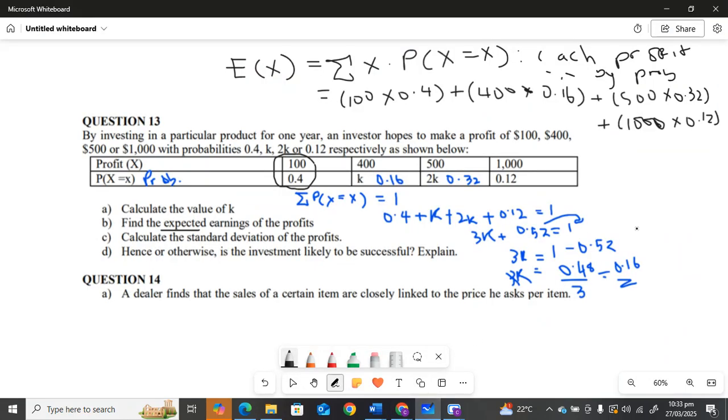Okay, thank you, sir. $384. So if you invest in this product, the average profit you expect to make is $384. Okay. Any questions?